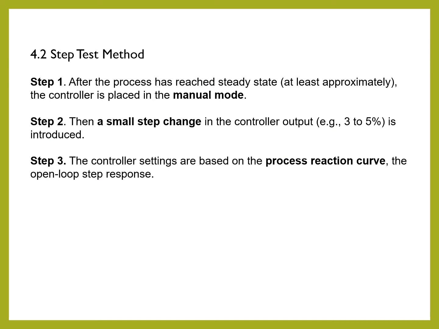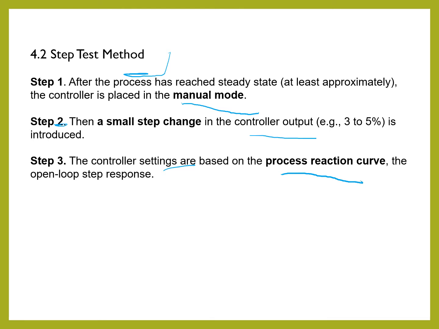Another method that can be used in online tuning is the step test method. Unlike the continuous cycling method, which is time consuming, this method is simpler, but both methods were proposed by Ziegler-Nichols. There are only 3 steps here. First, set the controller to manual mode once the process has reached steady state. Second, introduce or apply a small step change in the controller output. And last but not least, calculate the controller setting based on the process reaction curve of the open loop response.